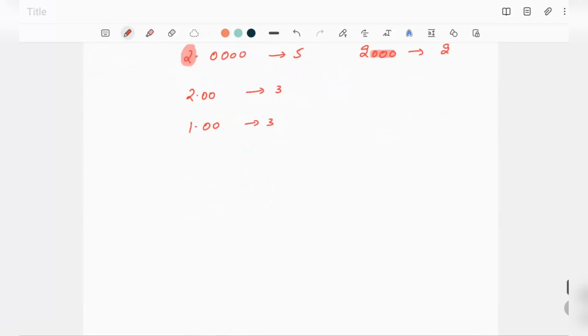Let's see some more examples. 8.000. There are total 4 significant figures. If they are giving you the point, then you have to count the zeros which are on the right hand side as significant figures. So there are total 4 basic rules that we have to follow.